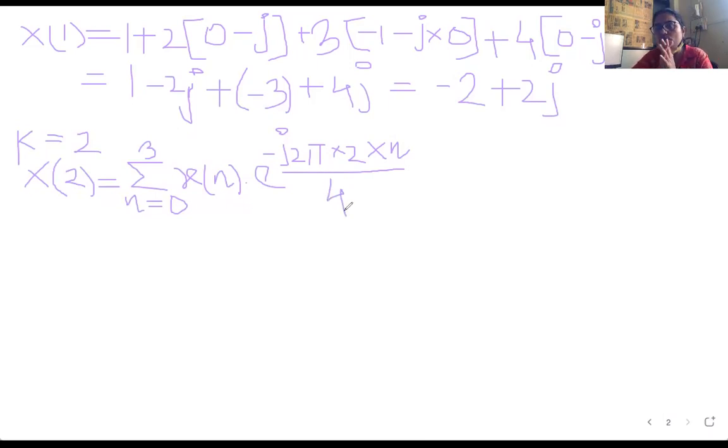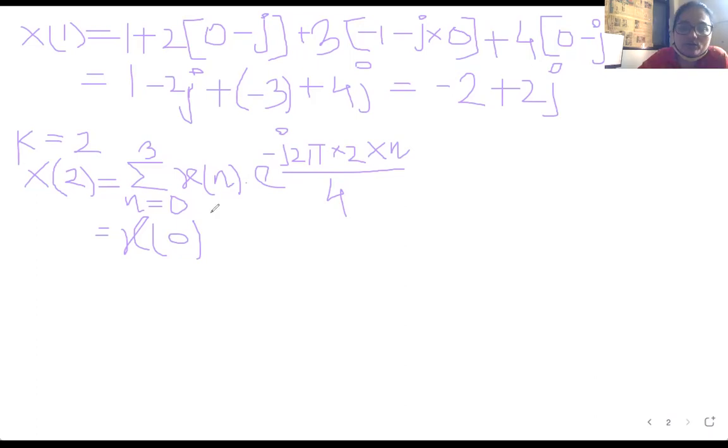Now what I'm going to do further is expand this equation. I'm going to substitute the value of n. If I'm substituting n equal to 0, the first value is x of 0 multiplied by e raised to 0, because here n is 0. So this entire term will become e raised to 0, and as we know, e raised to 0 is always equal to 1.